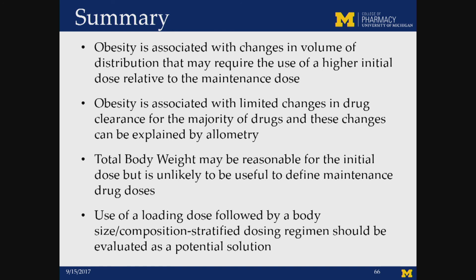So to summarize the key points that I've laid out today, obesity is associated with changes in volume of distribution that may require the use of higher initial doses relative to maintenance doses. Our expectation is obesity has limited changes in drug clearance, and that for the majority of drugs, those changes are likely explained by allometry. We also expect that total body weight may be reasonable for an initial dose, but it's really unlikely to be a useful metric for defining the maintenance dose. And the loading dose of a drug could be used to aid the dosing of drugs that are time dependent pharmacokinetics, but we should really move towards consideration of body size stratified or composition stratified dosing regimens for computation of the maintenance dose of a drug.